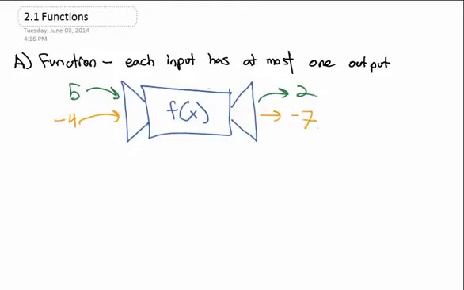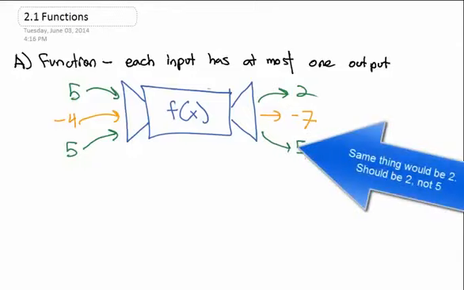And then if I come back and try and stick the number 5 into the function machine again, it should give me out the exact same thing I got out last time. It should give me out a 2 again. That's the idea of a function: different numbers go in and come out with different outputs, or maybe the same output. But when we put the same number in twice, we get the same output both times.